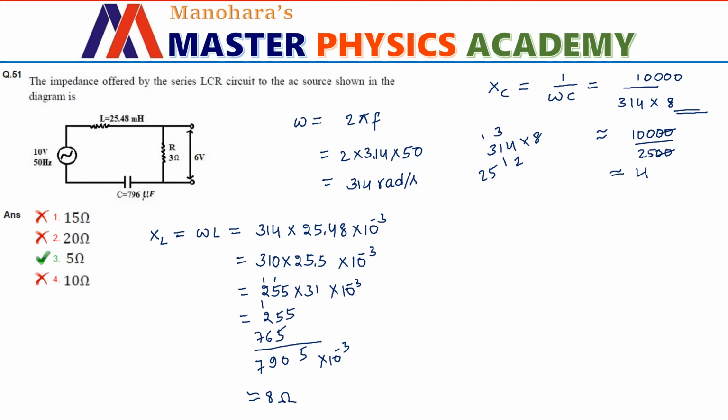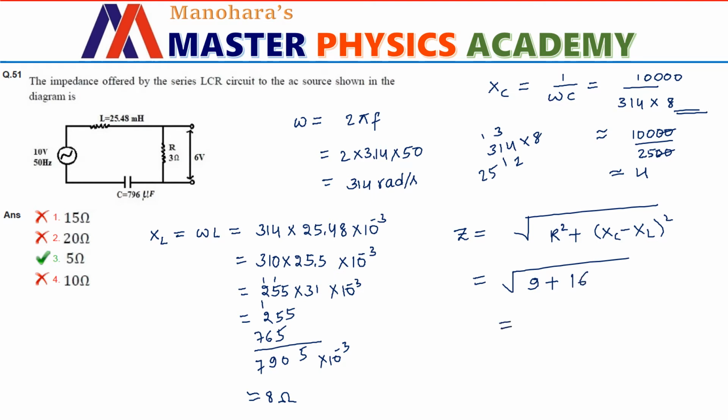Now the impedance is given by this formula: root of R squared plus XC minus XL whole squared. Substitute: root of 3 squared is 9, plus XC minus XL. XC minus XL is 4 minus 8 or 8 minus 4, whichever way you take, because the square is there. So it is going to be 4, and 4 squared is 16. So the root of this, that is root of 25, is 5. So the correct answer is option 3 as mentioned in the key answer.